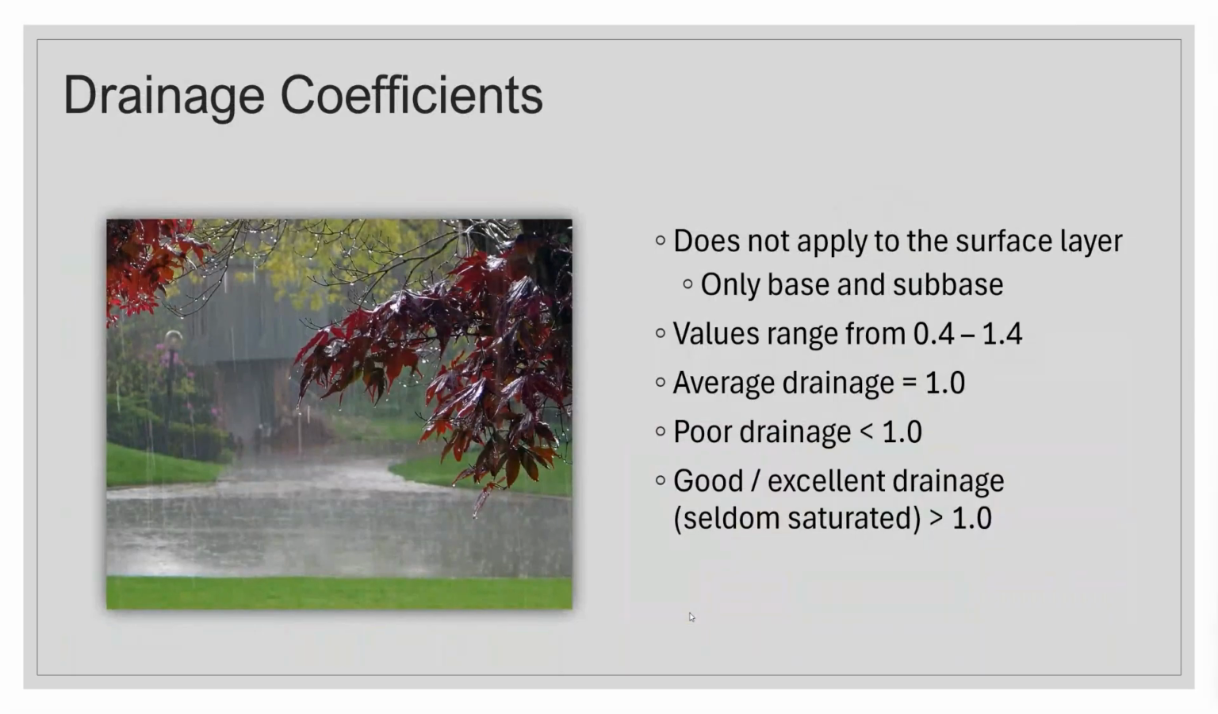Now, drainage coefficients don't apply to the surface layer, only the base and the subbase, whatever's underneath there. Like how long does it stay wet? How long does it stay saturated? Values are typically going to range from 0.4 to 1.4, and if it's very average behavior, we're going to stay at a 1.1, which essentially is a factor that doesn't do anything to that number. Poor drainage will be something less than 1, and excellent drainage will be something greater than 1. So 1 is kind of our baseline average, and then we can reduce or increase that as needed.